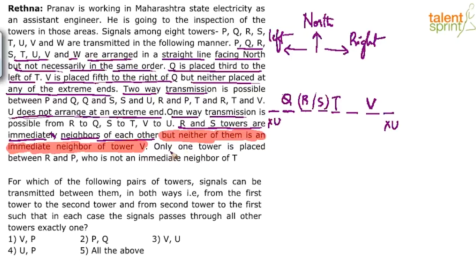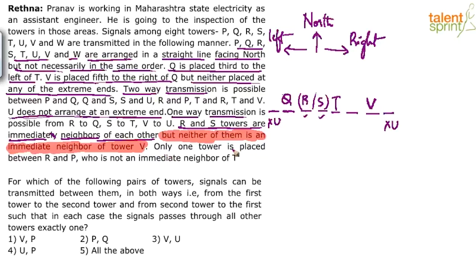Sorry. Only one tower is placed between R and P, who is not an immediate neighbor of T. So let's try this. See, we know that there are two possible positions for R. R comes here, followed by S here, or S comes here, followed by R here. So R can take any of these two positions, right? If we take this as the correct position of R, what happens?